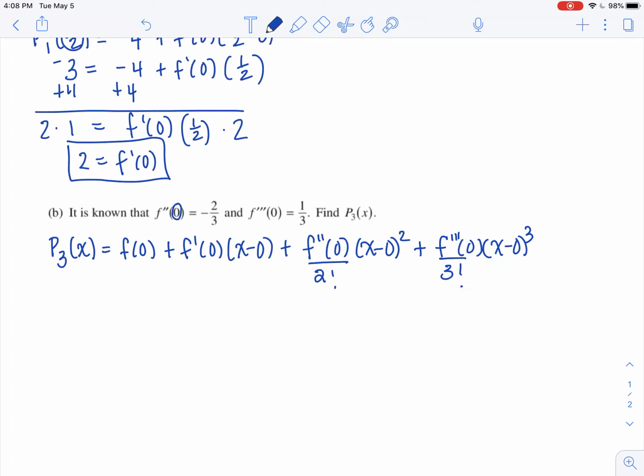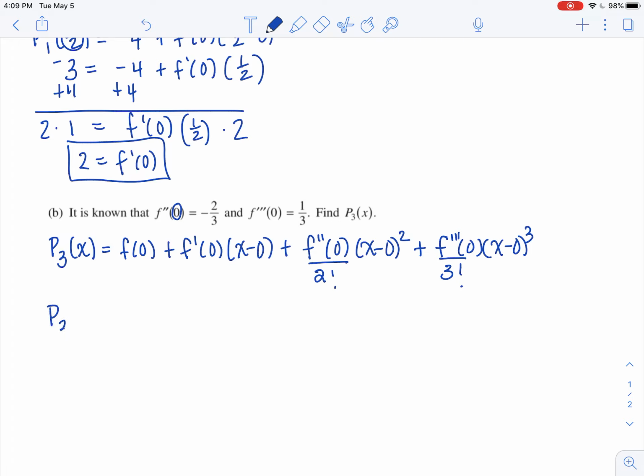Okay, so if you notice, you're reusing your values from the previous problem, because again, you're still making the same polynomial centered at the same point. You're just now extending the terms, which remember gives you a better approximation for what's happening.